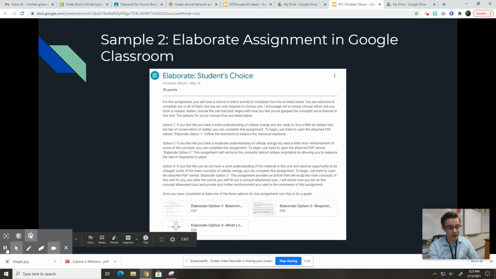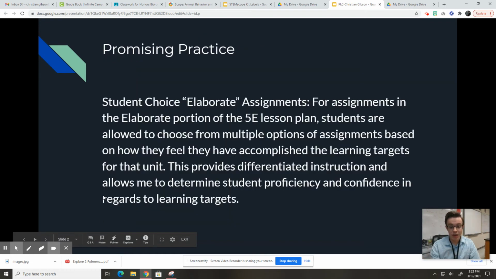And so going back to the promising practice here, what this allows me to do is differentiate instruction, give the students choice in their instruction, which they appreciate, and it lets me determine student proficiency. So I can look at those assignments, provide feedback, and address any last-minute misconceptions before we get to the evaluate step. It also lets me gauge student confidence, because as a teacher, I always feel like it's my goal to instill confidence in my students.